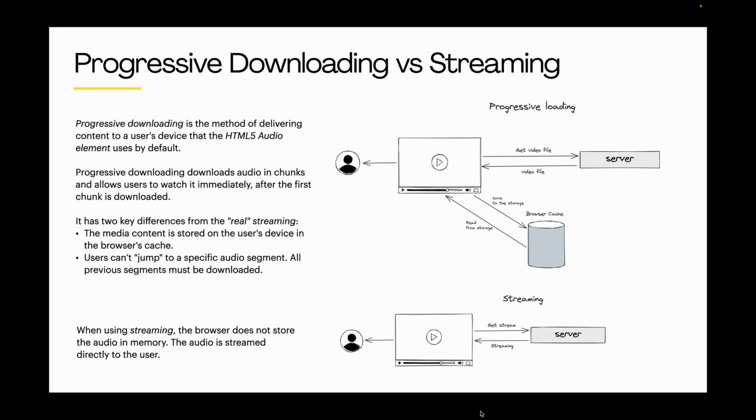A helpful analogy is that when you click the pause button with progressive downloading, playback is paused on the client side, while the audio continues to download in the background. With streaming, when you click pause, both playback and downloading from the server are paused simultaneously.